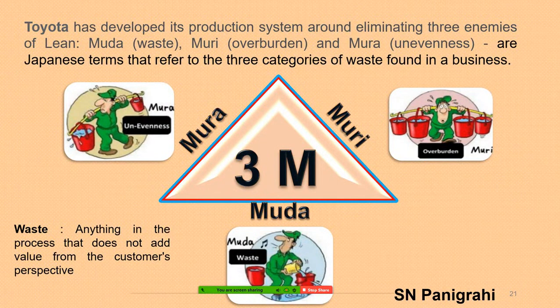So unevenness in the process generates unnecessary steps. There is extra production and it also generates more inventory and waiting times. So therefore these also lead to waste.